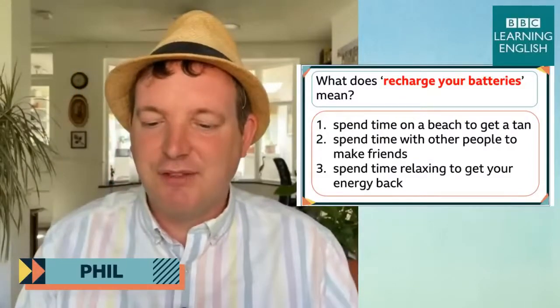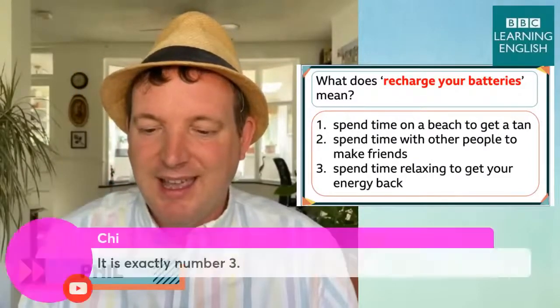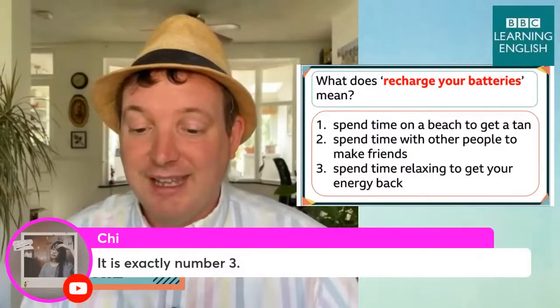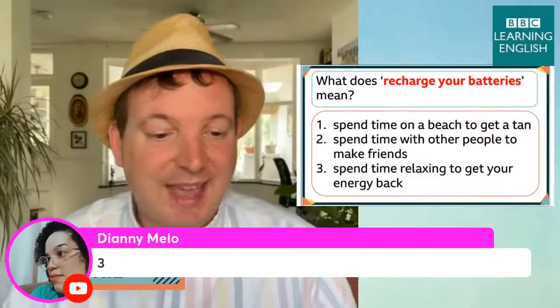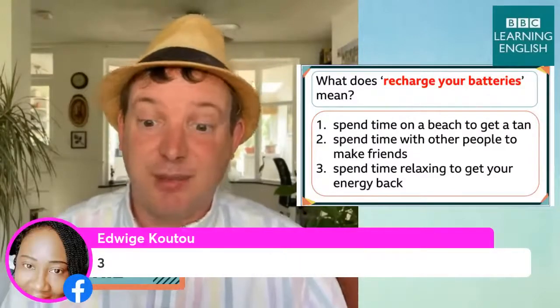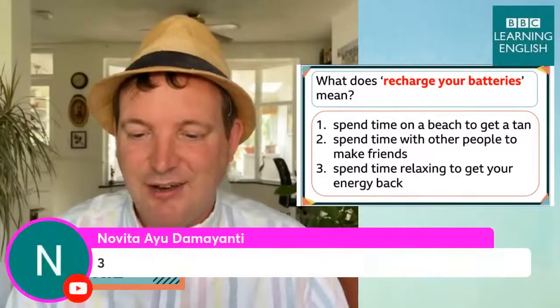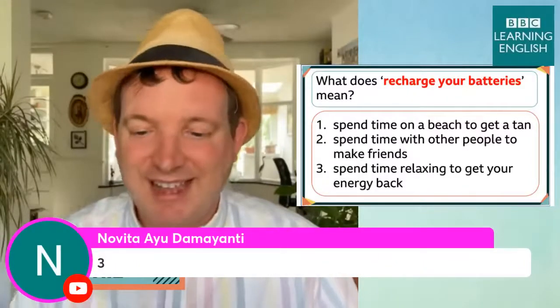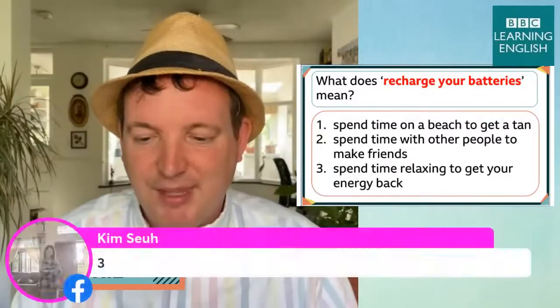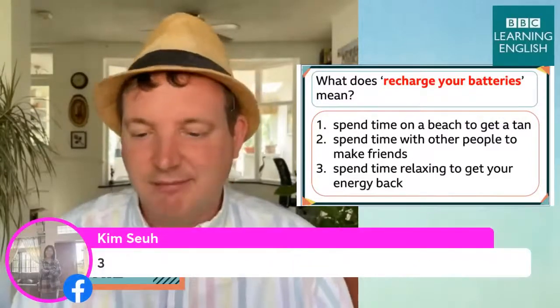And I can see lots of numbers appearing here. Key is saying that it's exactly number 3. Danny is saying that it's number 3. Edwige is saying it's number 3. Novita is saying it's number 3. Miron is saying it's number 3. Kim is saying it's number 3. Savalina also saying number 3.